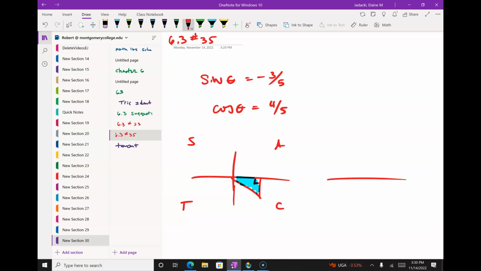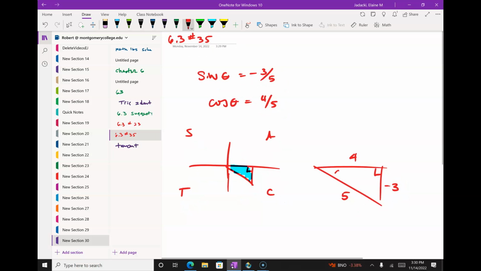I like to redraw the triangle kind of free of the axes. And so I know that the hypotenuse is 5. I know the base is 4. And I know the height is -3. Does everyone agree? It gave me the ratio of opposite and hypotenuse and the ratio of adjacent and hypotenuse, so I know every side.